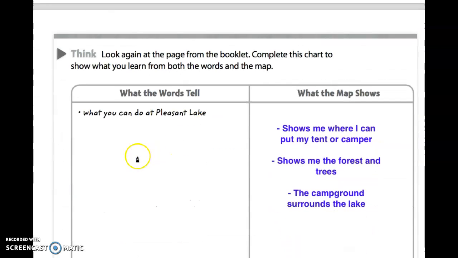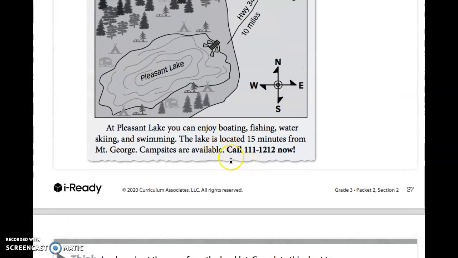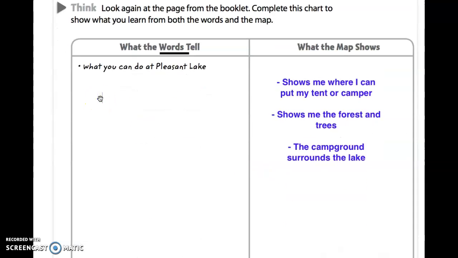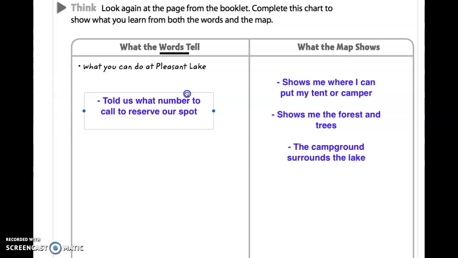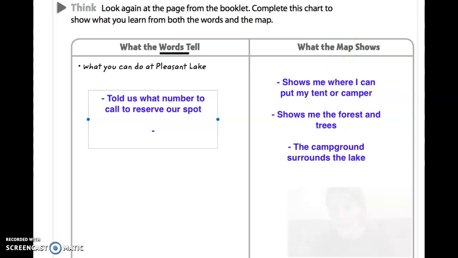Now, we need to add to here though, what do the words tell you? What are some other things that we learned by doing our reading? What else did we learn from what the words told us? Well, it told us what number to call, didn't it? It told us, hey, to call this number to reserve a spot. Make it smaller so that it squishes together a little bit better. It told us the number to call, like a phone number, so that way we knew. The map does not tell us the phone number, right?